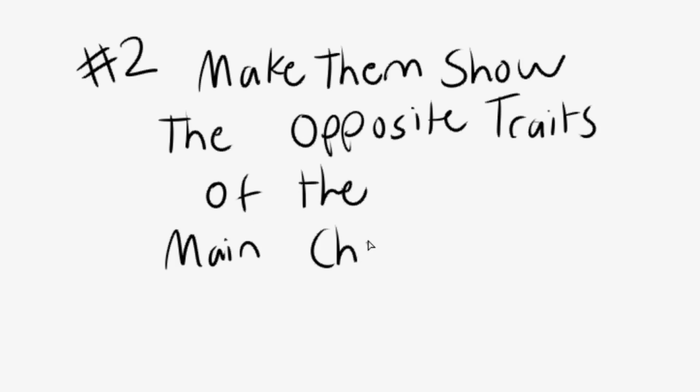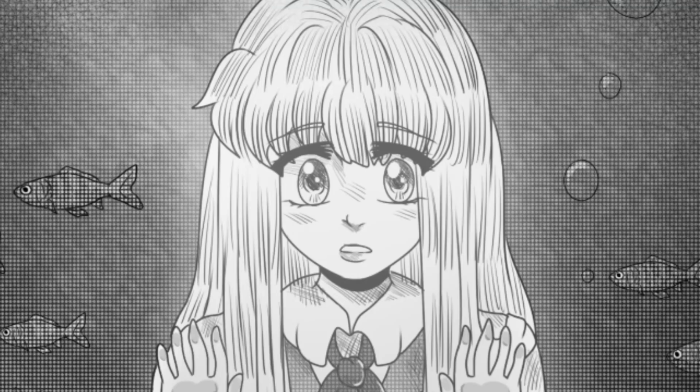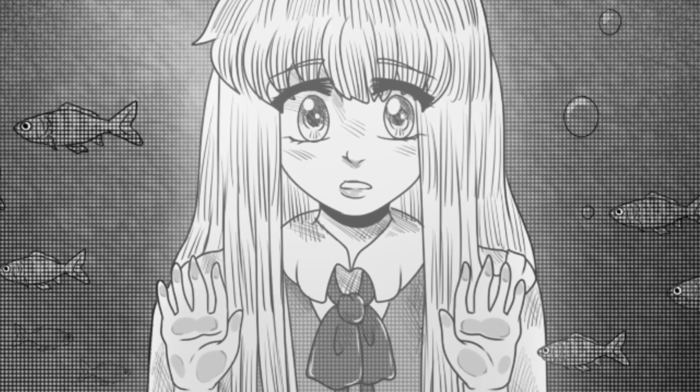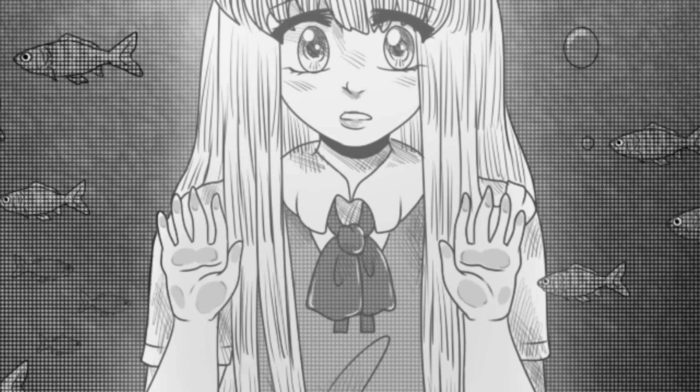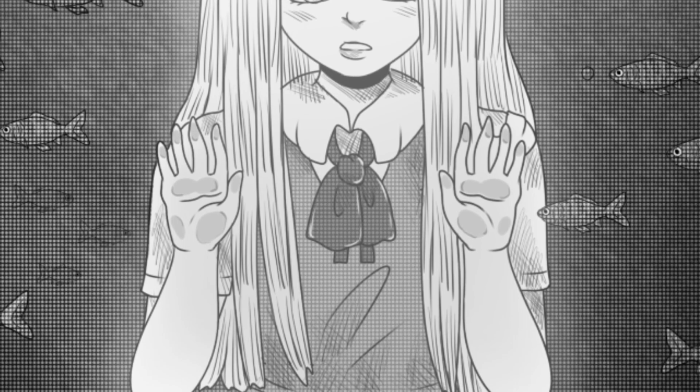Number 2. Give them the opposite traits of the main character. So the traits that the protagonist does not have need to be shown in the Deuteragonist character. So by giving the Deuteragonist opposite traits of the main character, you make them a foil of the protagonist, someone who can help to show those aspects that the protagonist does not have.